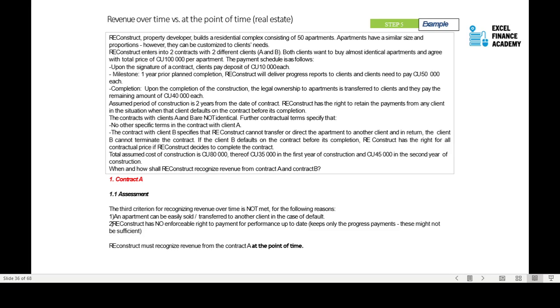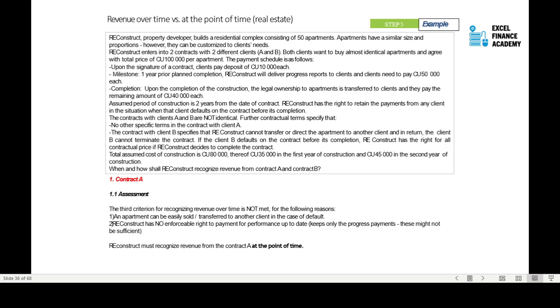If there is a default, the company would not be able to call for the extra amount, but can only forfeit the already paid amount, which is definitely not sufficient, because it's only 50,000 plus 10,000, $60,000, while the cost of the construction is $80,000. So in that case, the company would not be able to recover their full amount. So contract A is at a point in time, only when the construction is finished and the revenue is recognized, when the flat is transferred to the property owner.